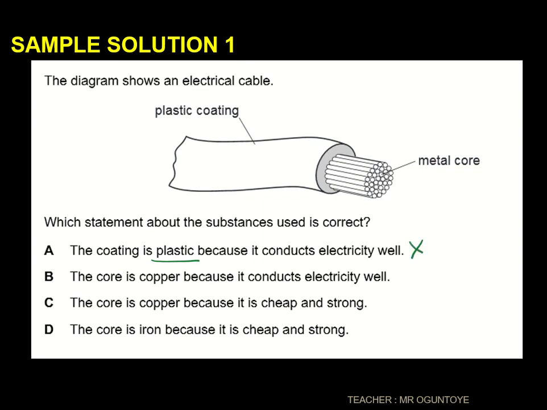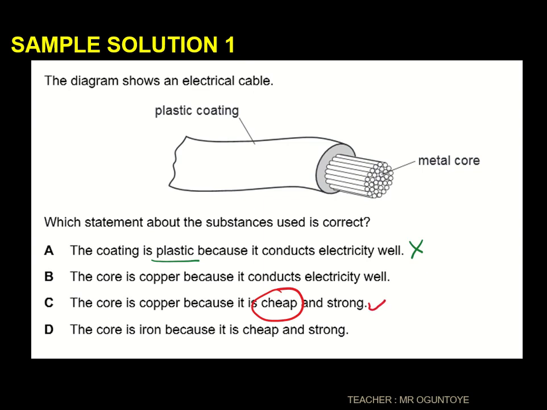The core is copper because it conducts electricity. Copper is a good conductor of electricity, but we need to check out other options too. The core is copper because it is cheap and strong. Copper is a good conductor of electricity, but it's certainly not cheap. It could be strong, admissibly, but not cheap.